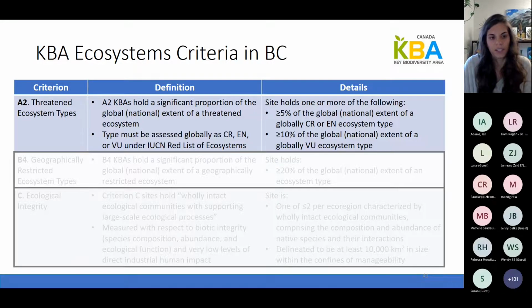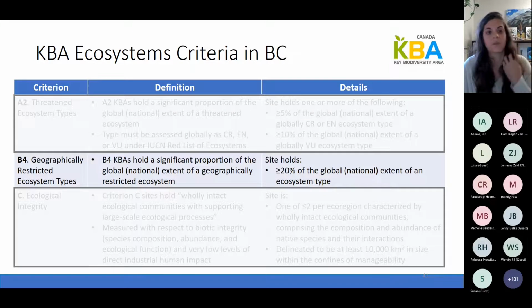Criterion B4, on the other hand, is related to geographically restricted ecosystem types. So not necessarily red listed as threatened or vulnerable, but geographically restricted, so there's not a lot of this ecosystem type either nationally or globally. To qualify as a B4 site, KBAs need to hold a significant proportion of the global or national extent of a geographically restricted ecosystem. Specifically, the site needs to hold at least 20% of the global or national extent of an ecosystem type.